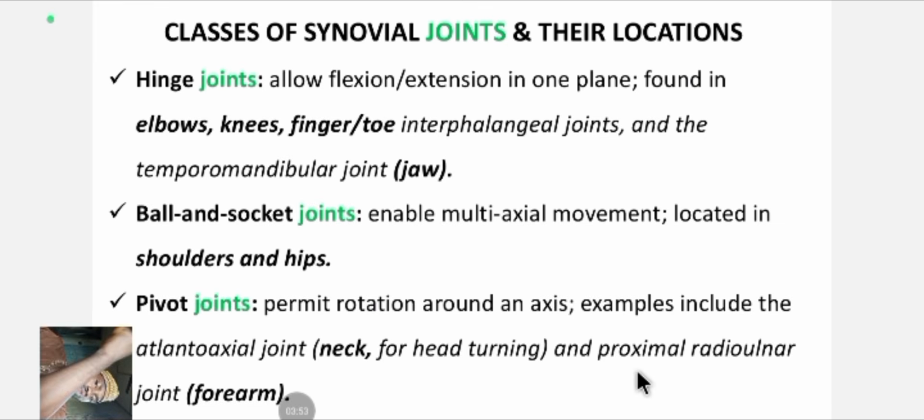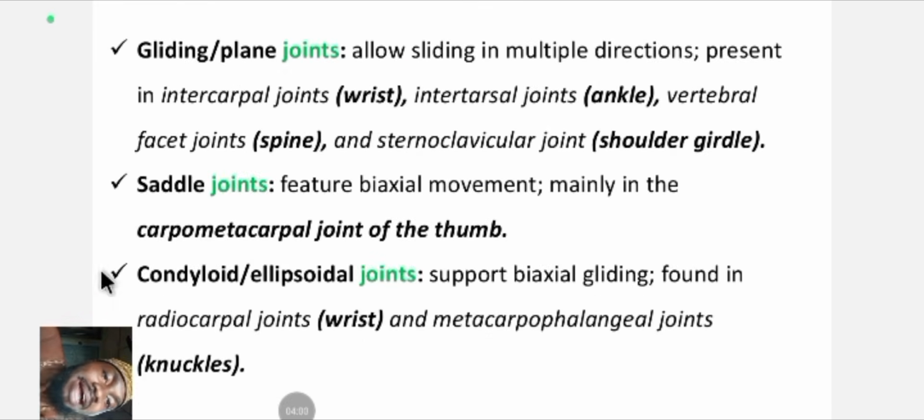All right, because you do here like this. When you move here like this between your radius and your ulna. But just know that the neck, that's where you find the pivot joint. That's the most common example.